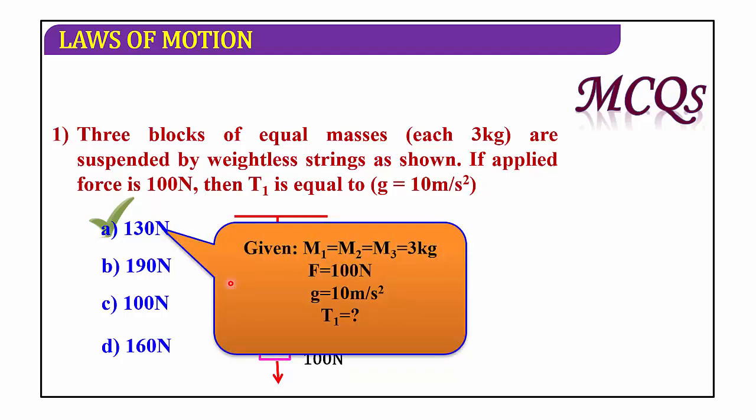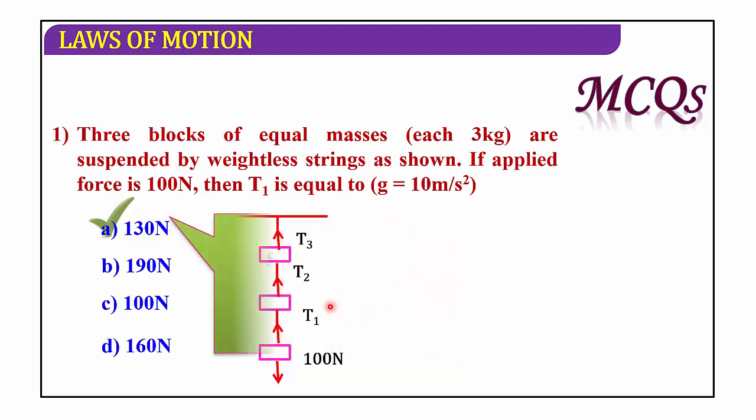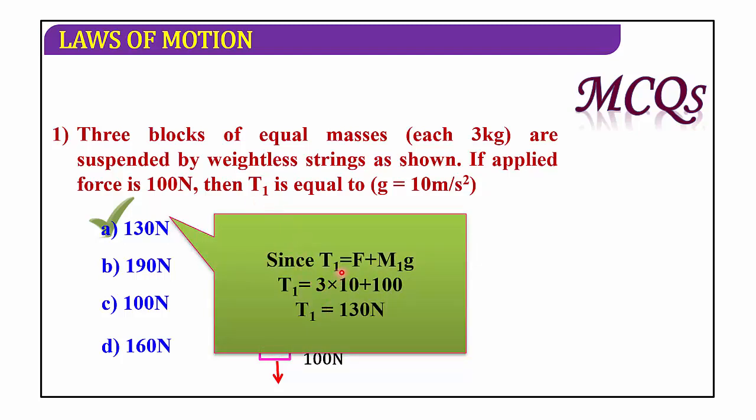You can observe what the givens are. The masses of the three objects are given, M1, M2, M3 equal to 3 kg. Applied force downward is 100 Newton. Acceleration due to gravity is given, g equal to 10 meter per second square. We have to find the value of T1, right? Now, you can observe the formula. T1 equal to F plus M1G.